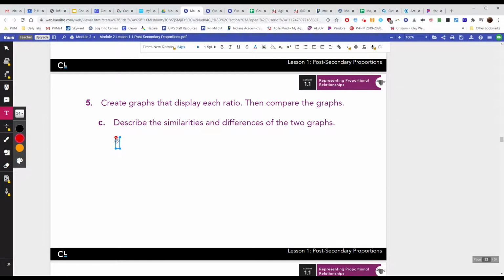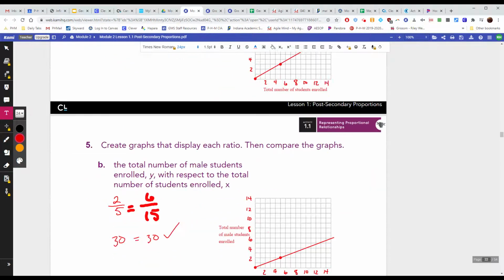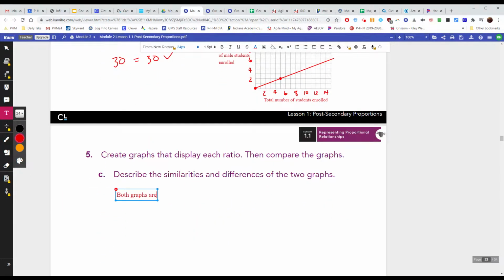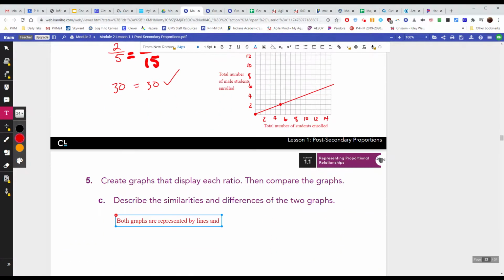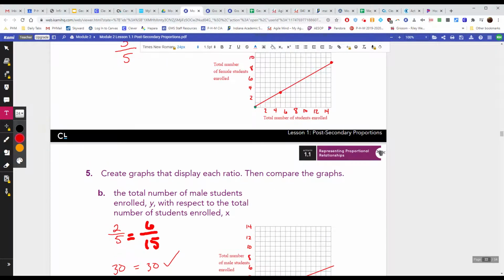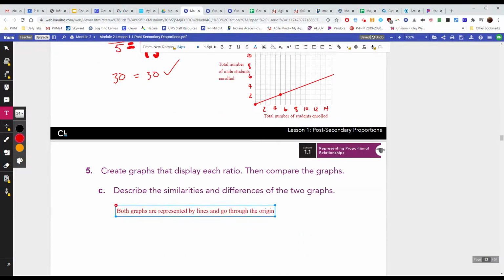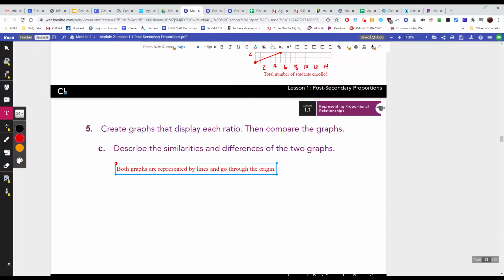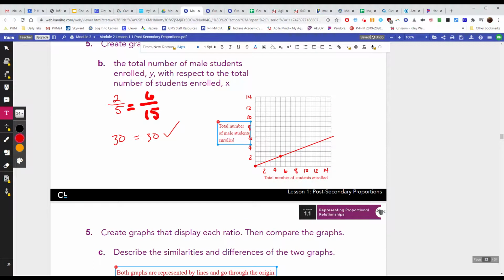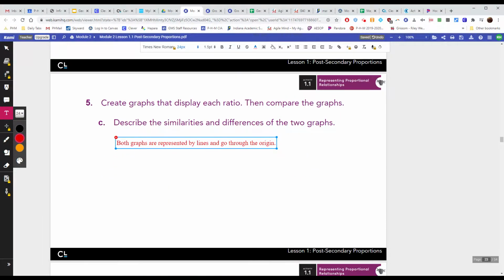So what I noticed, let's start with similarities. First of all, I noticed both of them form lines. So both graphs are represented by lines. And I also noticed they both go through the origin, which is the point 0, 0. 0 total, 0 male. 0 total, 0 female. So that's what I notice is similar about these graphs. I'm not talking about the labels or the scales. I'm actually talking about the actual data in here. So both are represented by lines. Both go through the origin.